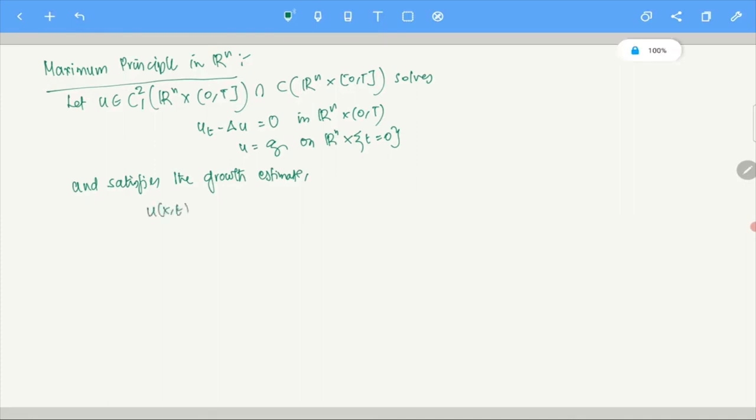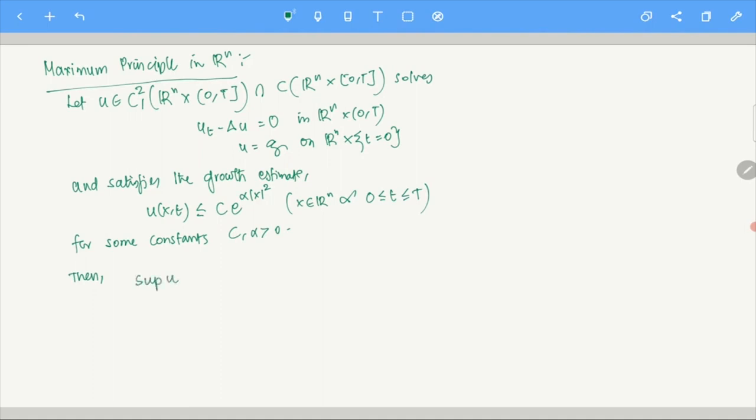So let's say u of x, t is less than or equal to some constant times exponential alpha mod x square. This holds for x in R^n and t between 0 and capital T, for some constants C and alpha positive. Let's say you have this growth condition that u is always bounded by constant times exponential alpha mod x square. Then, of course, maximum we can't say because this is not a compact set, but the supremum of u in R^n cross (0, T) equals the supremum of u in R^n, which is g. Clear?